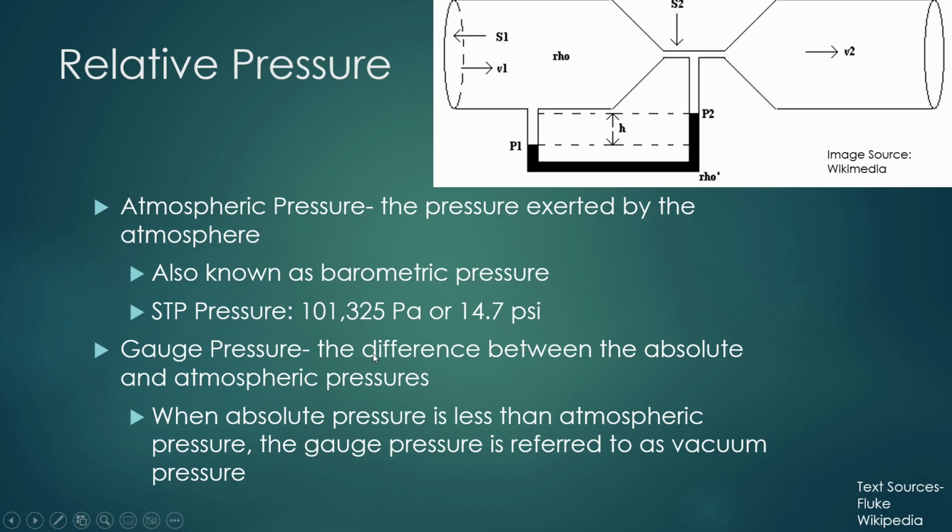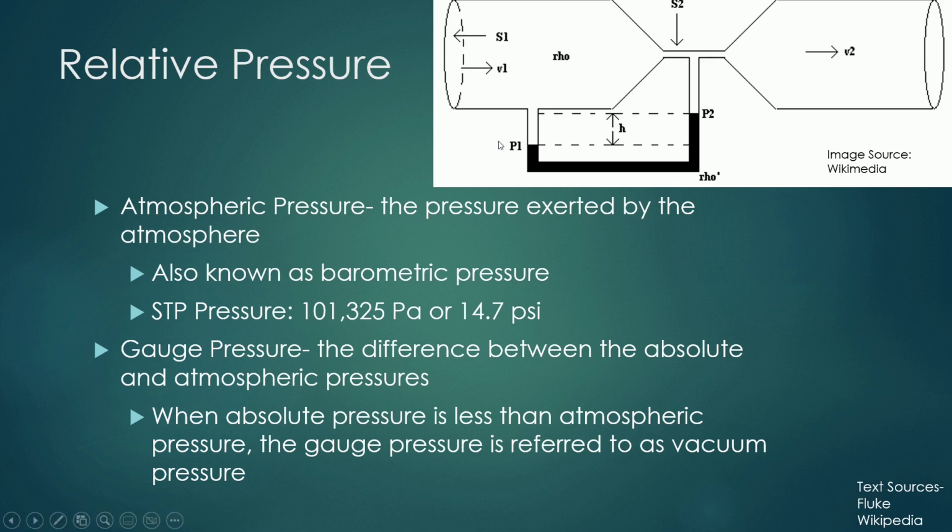We have gauge pressure, which is going to be the difference between the absolute and atmospheric pressures. And when absolute pressure is less than atmospheric pressure, the gauge pressure is referred to as vacuum pressure, and that's just simply a nomenclature thing.